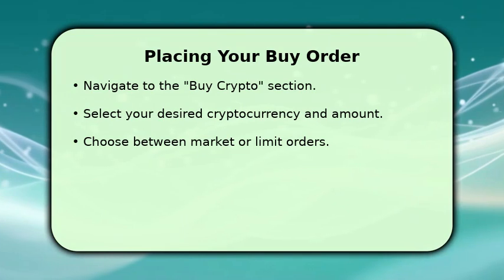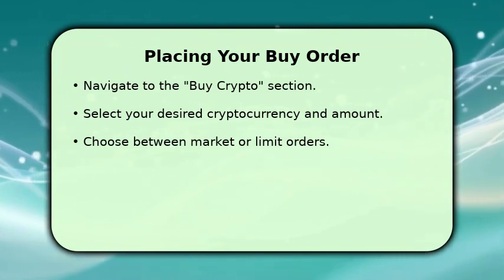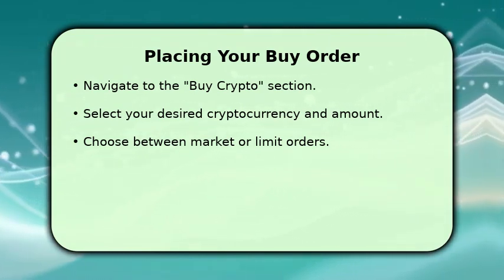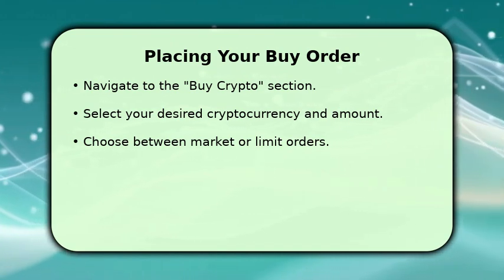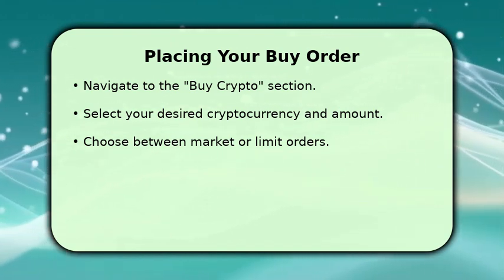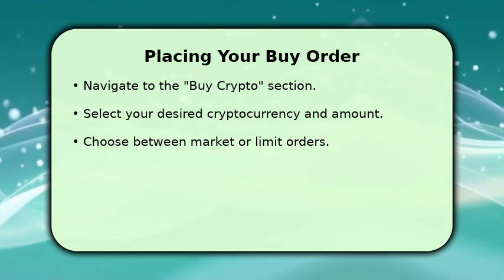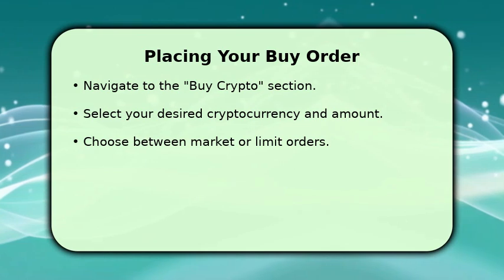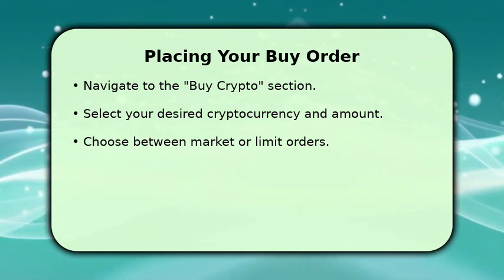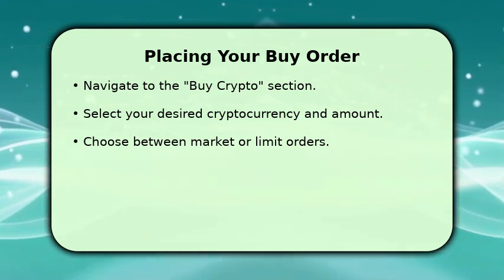With funds in your account, you're ready to place a buy order. Head to the Buy Crypto section and select the specific cryptocurrency you wish to purchase. Enter the amount you want to spend or the quantity of crypto you want to acquire. You can choose a market order for instant execution or a limit order to set a specific price.